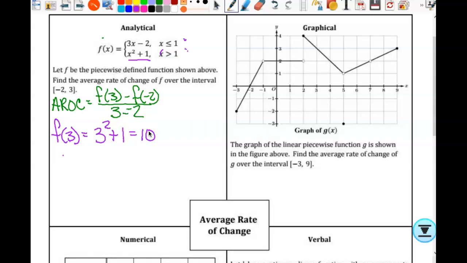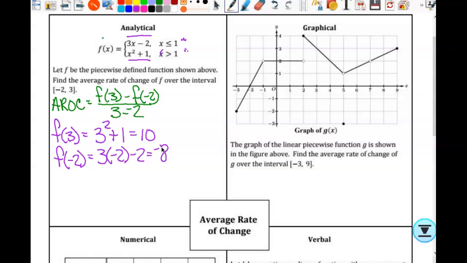Then I need to find f of negative 2. Well, negative 2 only fits into one of these domains. Which one is it? First one, it's the top one, because negative 2 is less than or equal to 1, so I just substituted into this one. 3 times negative 2 minus 2, which would give me negative 8. Okay? See how that works?